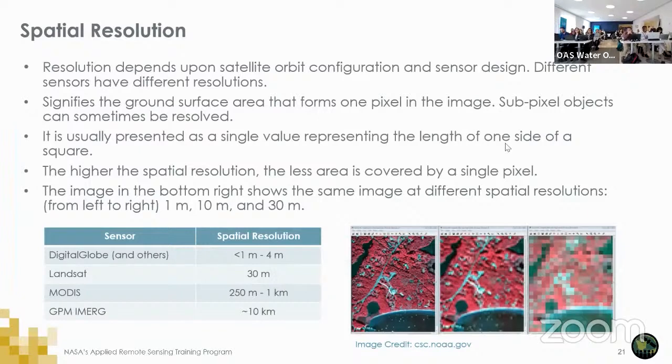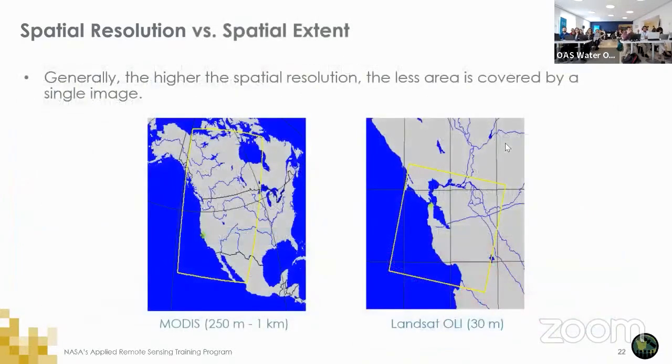So it's really case dependent. But this is just an example of spatial resolution. Next slide. And this is contrasting spatial resolution versus spatial extent. So typically they are inverse to each other. Typically the higher the spatial resolution, the smaller the pixel, the finer grain, the more clear that image is, less area is being covered.